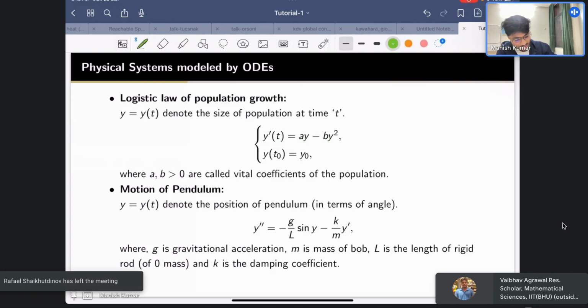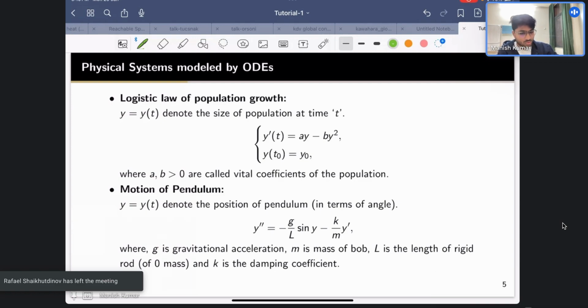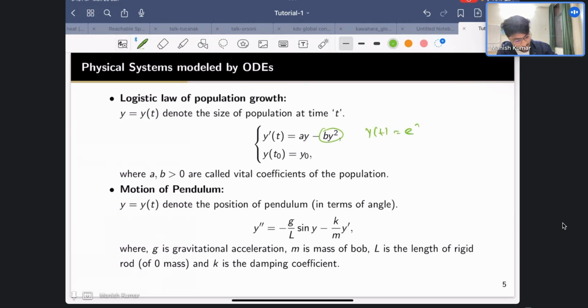The general model is this one, where a and b are called the vital coefficients of the population. If b is 0, you know the solution is given by y of t equal to e to the power at times the initial data y0. This says that this is an exponential growth, which is not true in practice, right? So this a is basically the growth rate of the population. This is one of the examples that you saw.